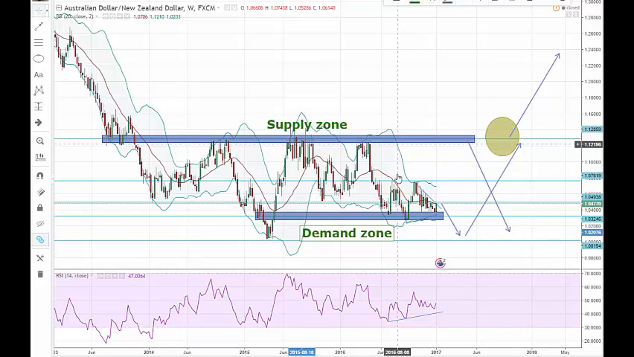Supply and demand are areas where you should consider going long or short, and never make those kinds of decisions when you're in the middle of the trade.